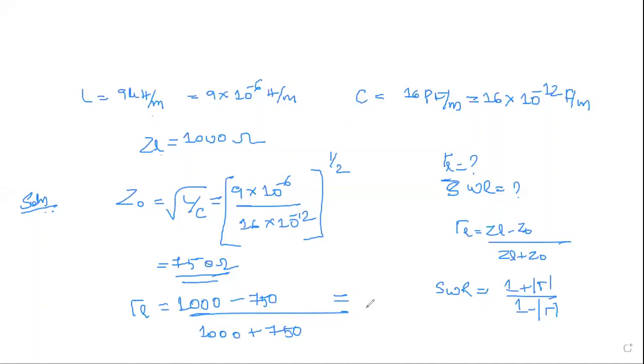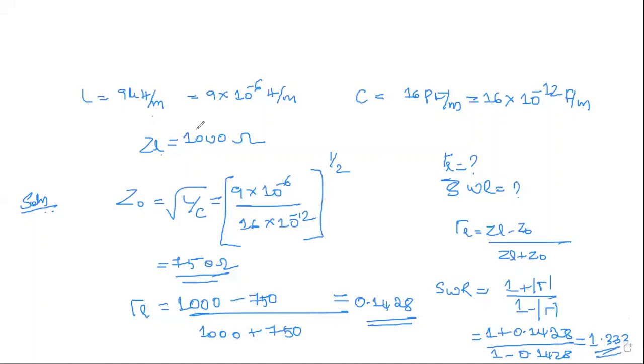0.1428. Now there is no angle already, so you can just substitute for SWR: 1 plus 0.1428 divided by 1 minus 0.1428. That will be the standing wave ratio. The answer is 1.333.